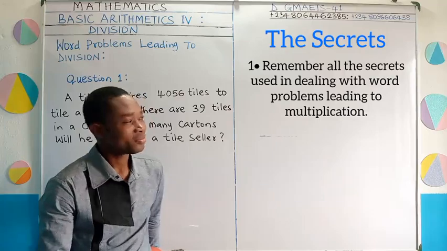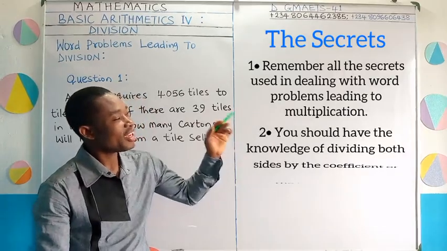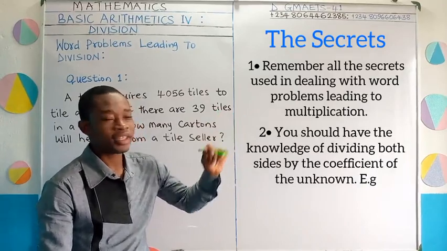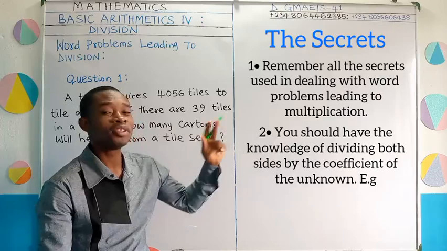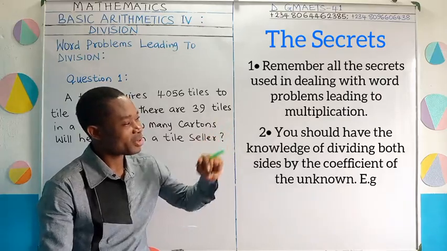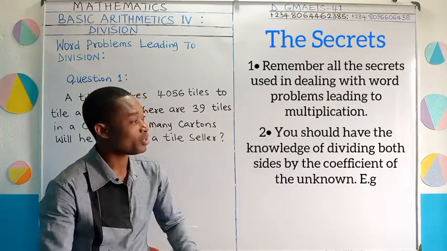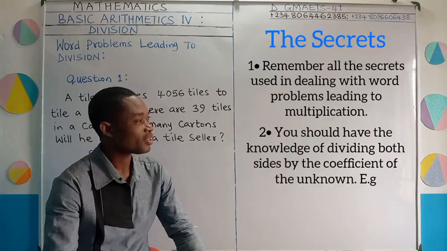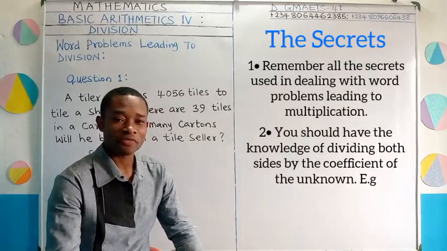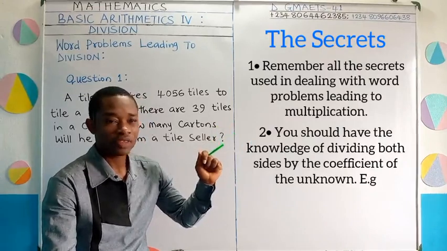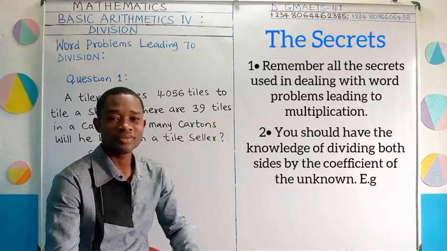Secret number 2: you should have a knowledge of dividing both sides by the coefficient of the unknown. Wow, this secret number 2 is very important because we are going to meet that under simple equations as well too. You need a good knowledge of dividing both sides by the coefficient of the unknown.